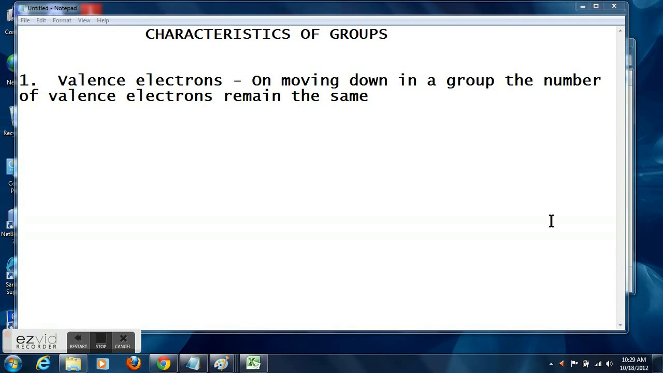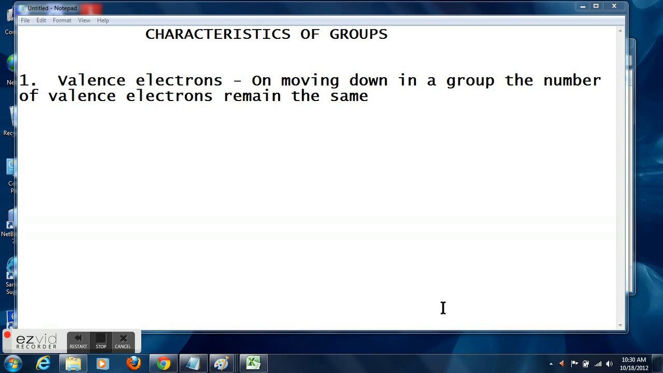Hello, and now we are going to discuss the characteristics of groups. Earlier we discussed periods. Now there is a sharp contrast here. In the case of periods, when you move along a period, the number of shells remains the same. The only thing is that we add one electron to the valence shell, or outermost shell.